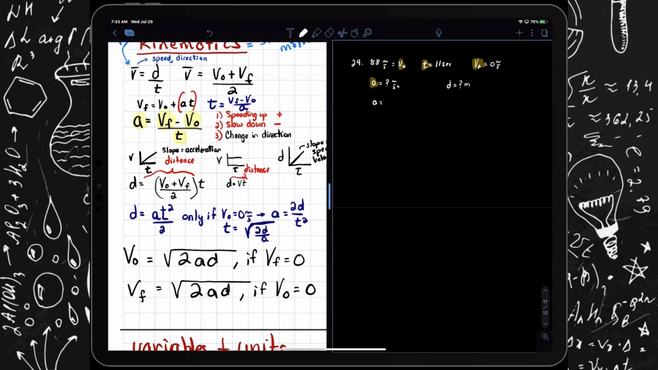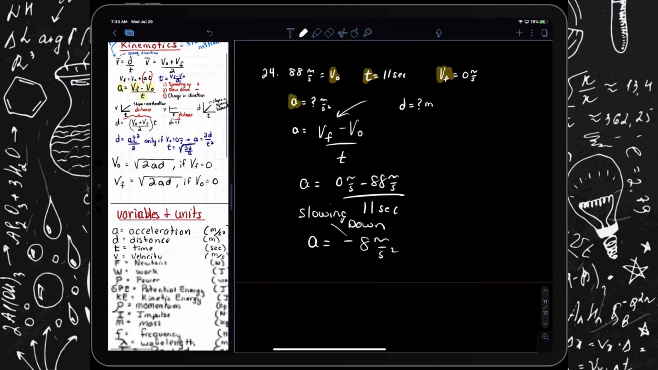So you have VF minus VO divided by T. Then we plug in the variables. 0 minus 88 divided by 11 seconds. So why is it important to always make sure that you follow the formula? You put VF minus VO because this comes out to be a negative 8 meters per second squared. The negative means that you're slowing down. Okay, you're decelerating.